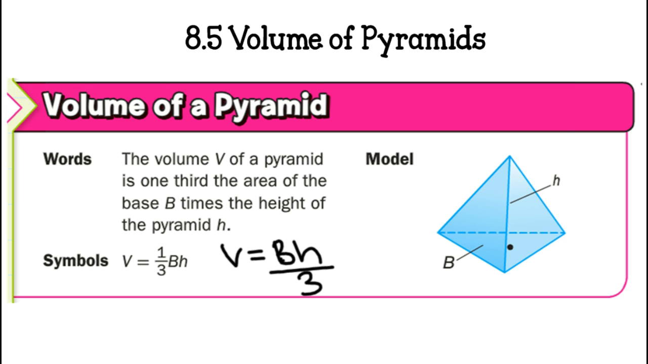So they in the book say 1/3 times the area of the base times the height. I prefer to write it like this so that you remember it looks just like the prism: area of the base times the height and then divide by 3. Whichever way is easier for you to memorize. You just need to memorize that this is the formula for pyramids.